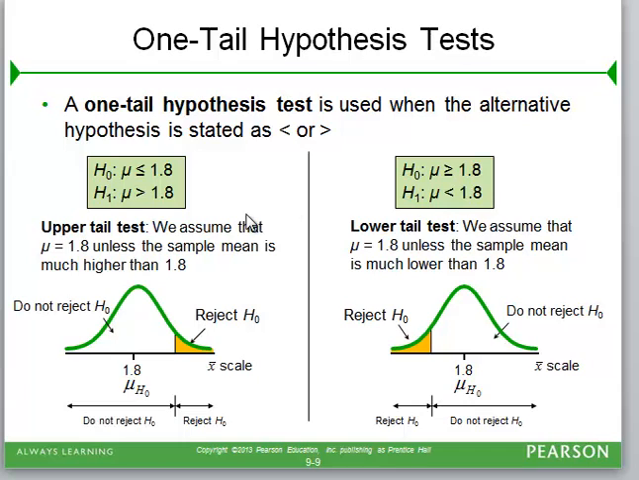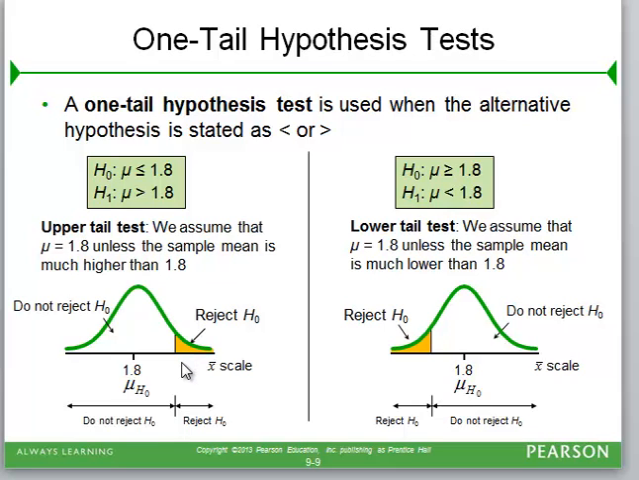If the signs in the statement are like this, in the alternative hypothesis the sign is greater than or less than, then we're going to use a one-tail hypothesis test. If in the null hypothesis the sign is less than or equal, and in the alternative hypothesis the sign is greater than, then we're going to use the upper tail test. It's also called the right tail test.